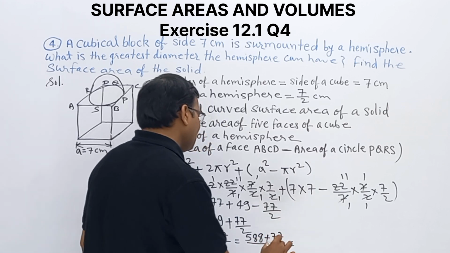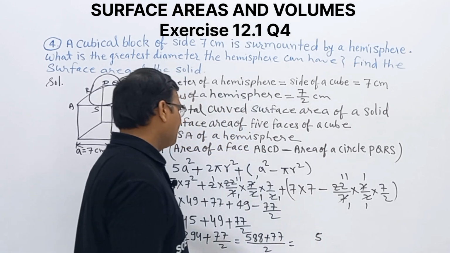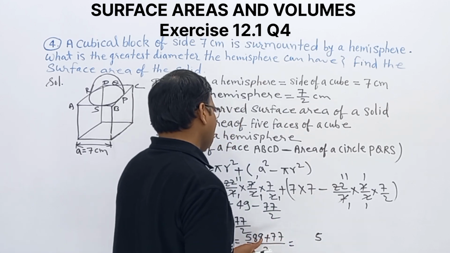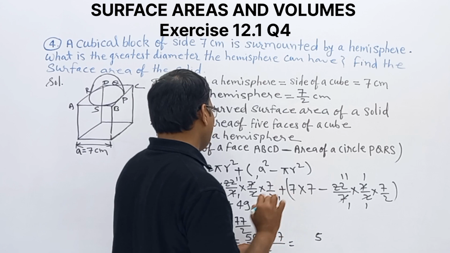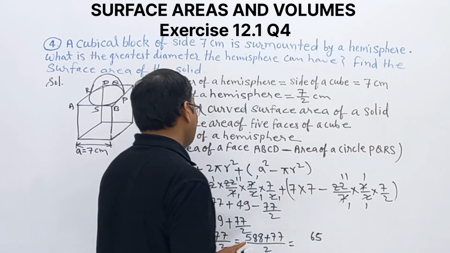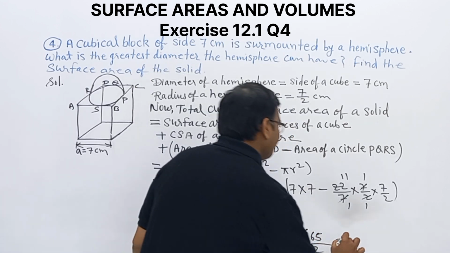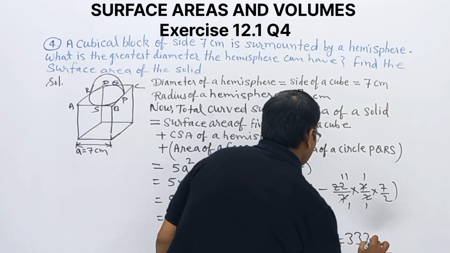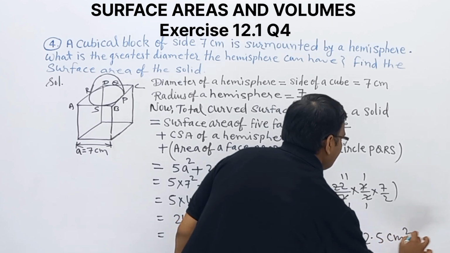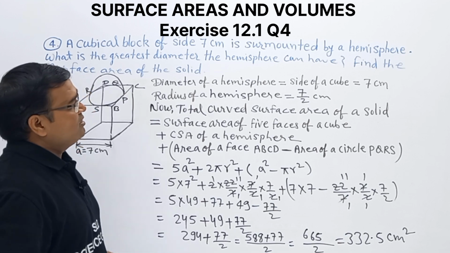So add both. What we are getting is 665 divided by 2. Solve this: 665 divided by 2 is 332.5 centimeter square, which will be the total curved surface area of the solid. This will be the required answer.